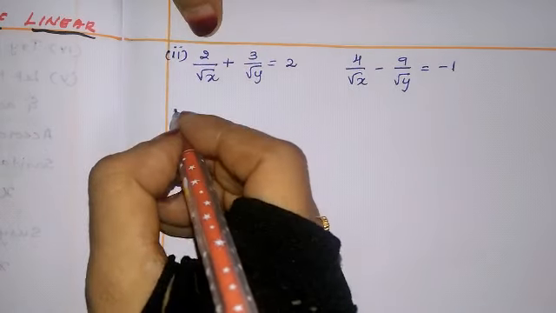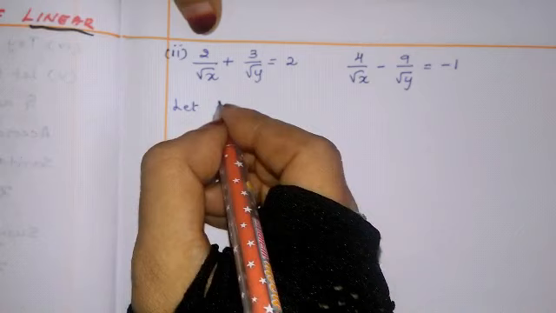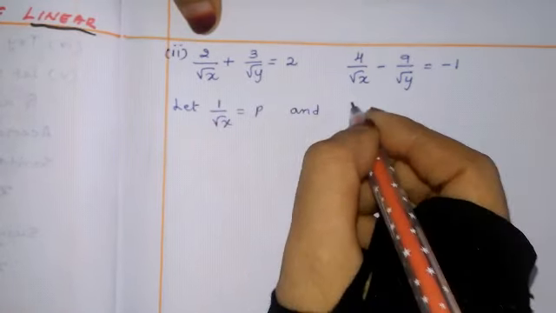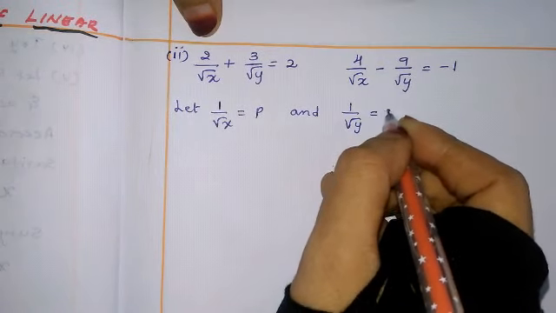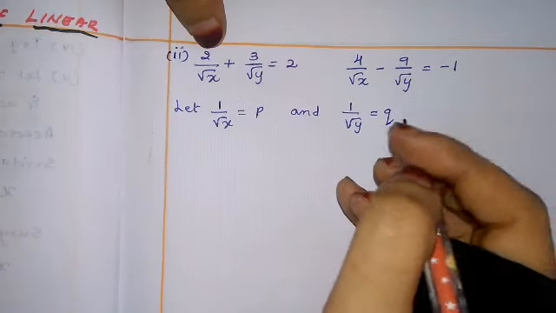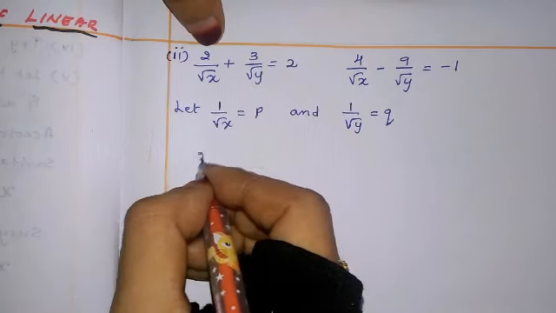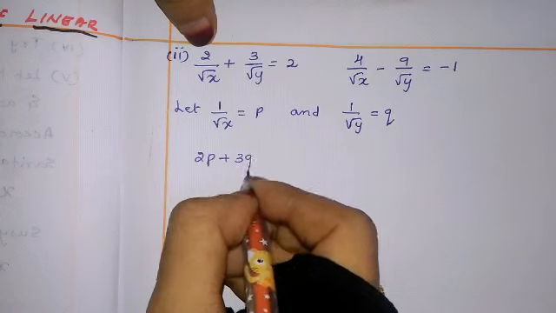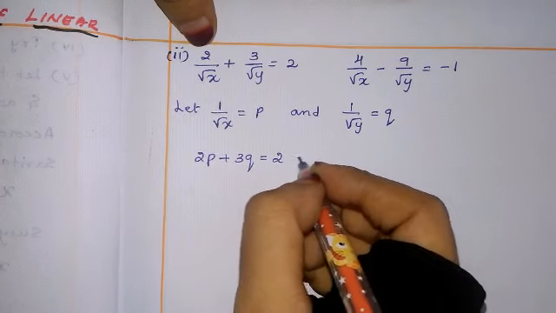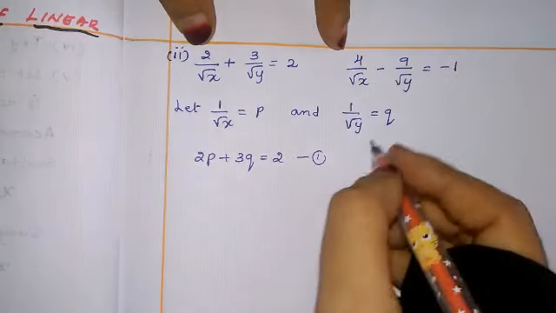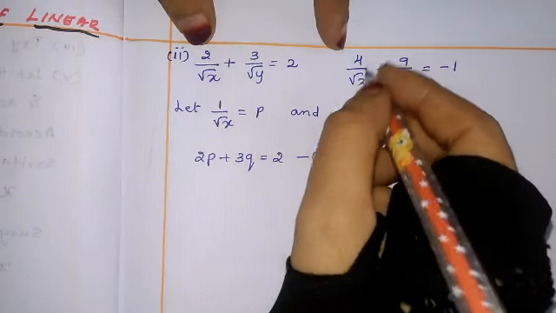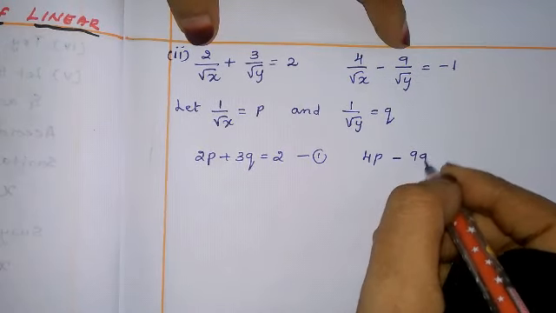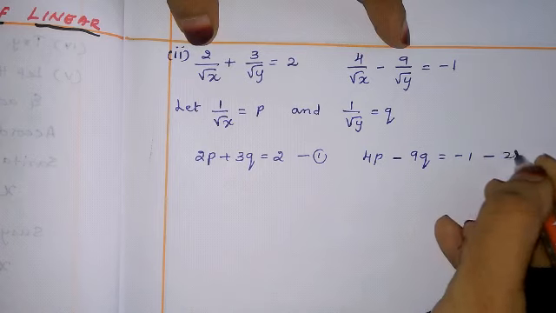So again we have to reduce. Let 1 by root x is equal to p and 1 by root y is equal to q. So here in the numerator, directly we can write 2p, since 1 by root x is p. 2p plus 3q is equal to 2, equation 1. For this we will write 4p, 1 by root x is p, minus 9q is equal to minus 1. Solving 1 and 2.